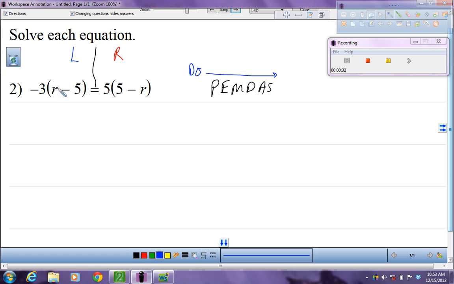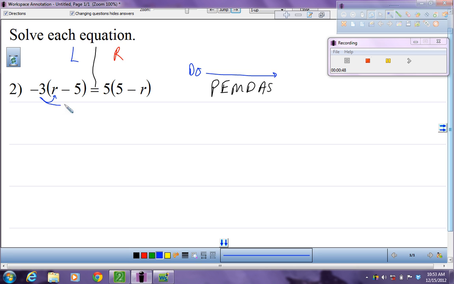So I check my parentheses. Well, they're different terms. They're not like terms. This is called the R term. This is called the constant term. So there's nothing to do there. I check the exponents. Well, there's no exponents. I do multiply and divide. So I'm going to multiply and divide left to right.